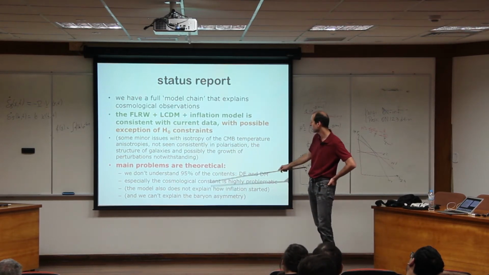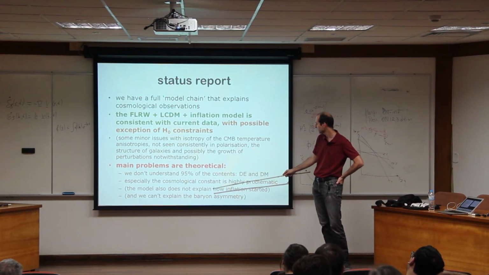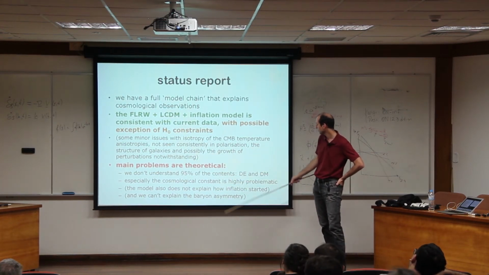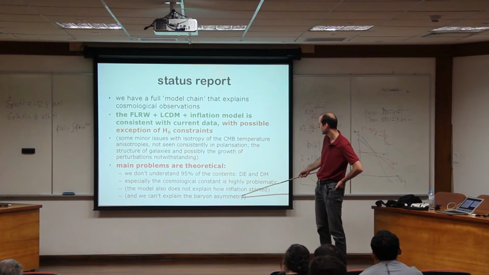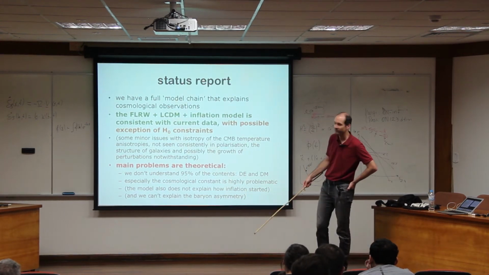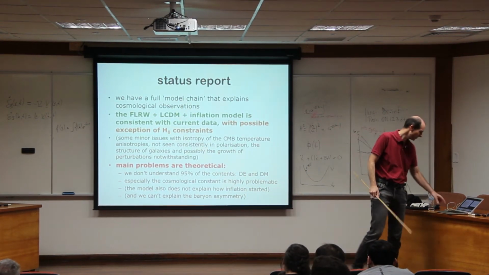Okay. And as we already said, we don't understand 95%. We have problems with the cosmological constant that I will explain now, and it has some other problems, but who wants to complain?